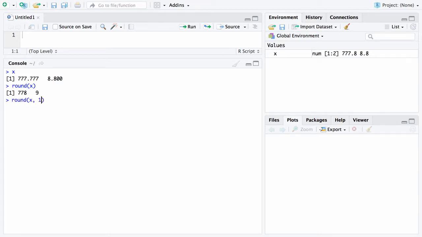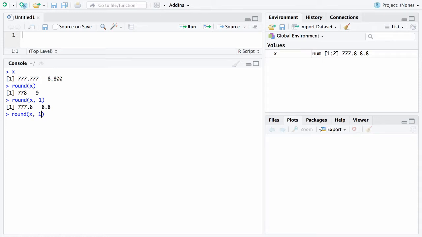You can also ask R to round some numbers to one digit. And now 777.777 gets rounded to one digit to 777.8. So that's saying to one digit to the right of the decimal point. And again, the 8.8 gets rounded to exactly 8.8.